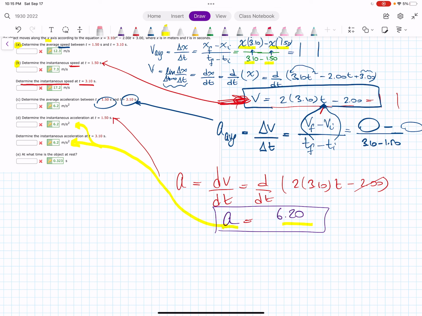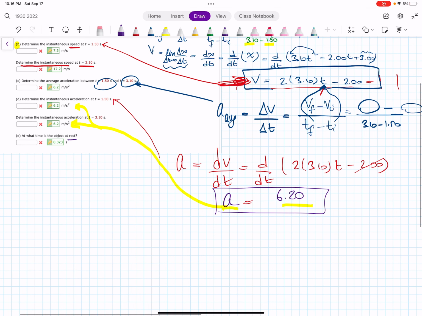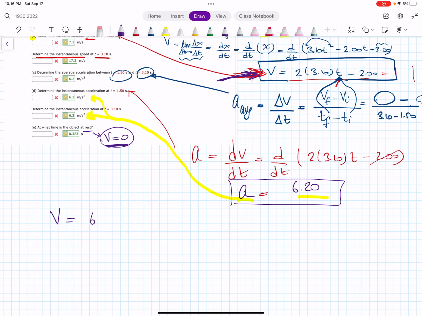The final part is asking you, at what time is the object at rest? Rest means velocity 0. You are going to the velocity equation and you are setting a condition. Where is the velocity equation? Right here. Is it given to you in the problem? No, you have to derive it. Pull it down. v equal to 2 times 3.10, that's going to give you 6.20 t minus 2.00. You are setting the velocity equal to 0.